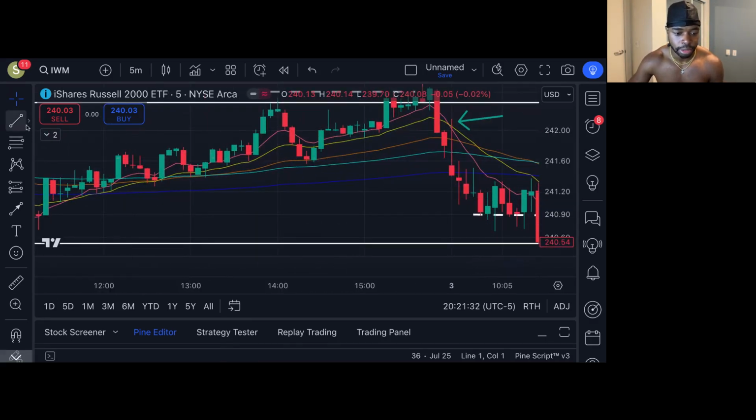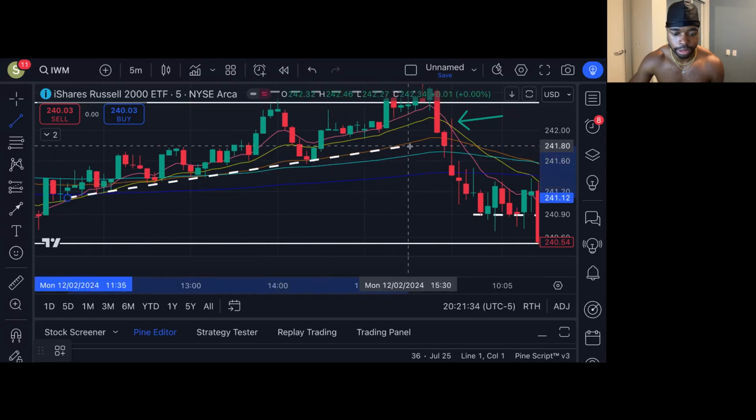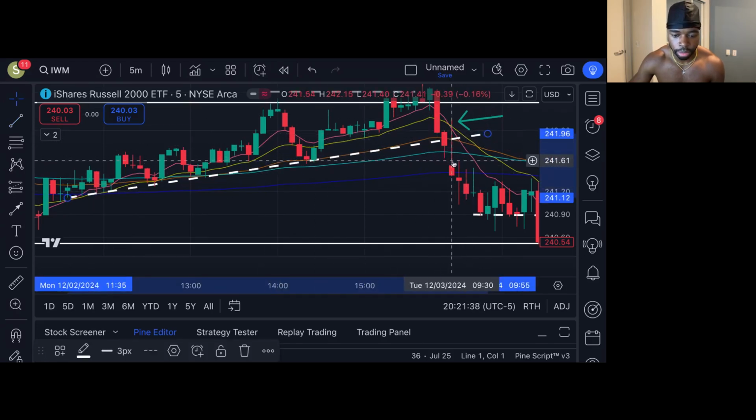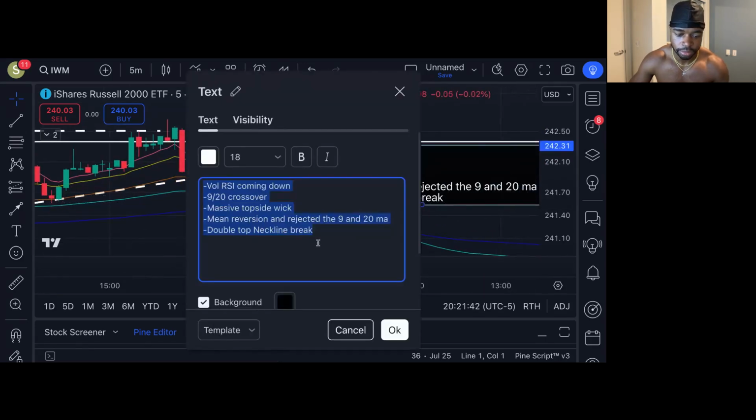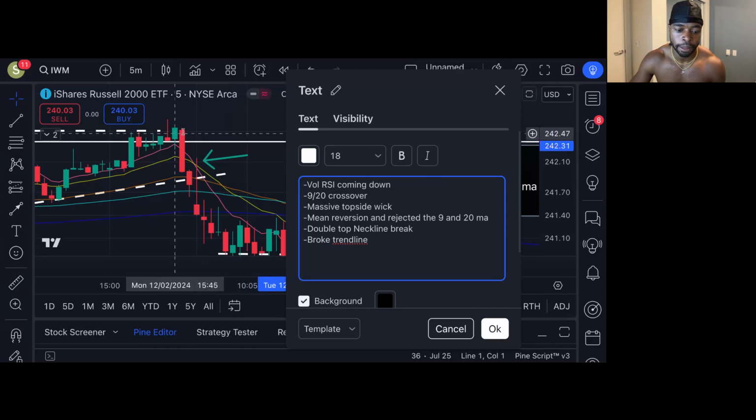Last but not least, I noticed we had this pretty nice uptrend. And we had a break below that trend line and then a retest. So broke trend line. Now, all of these individually don't mean that, oh, I see a trend line break, let me get in. No, sometimes you get a trend line break and then we pretty much just create a new trend and continue to the upside. But broke trend line and retested.